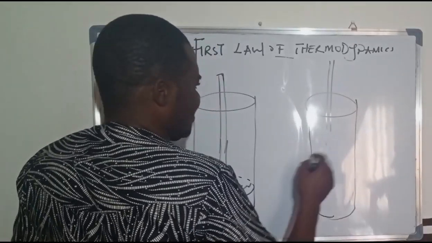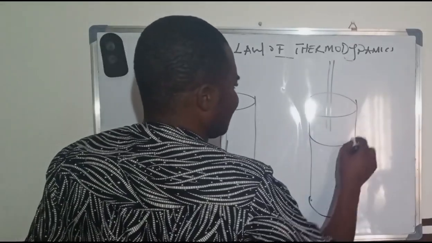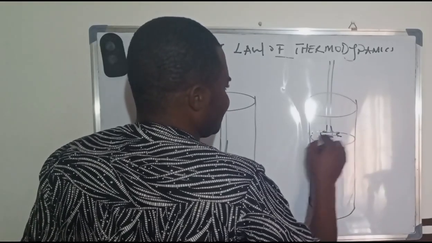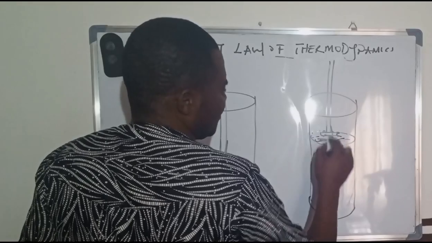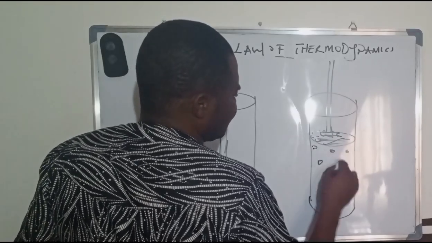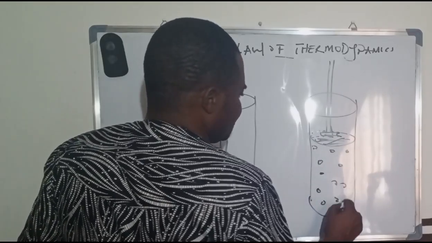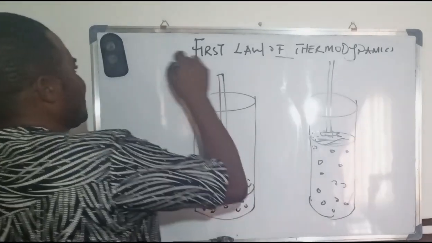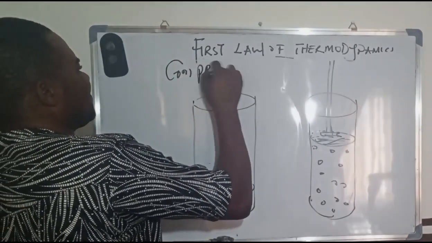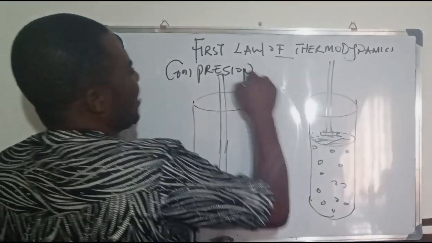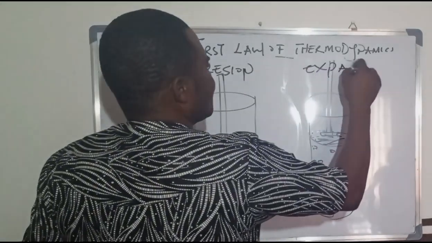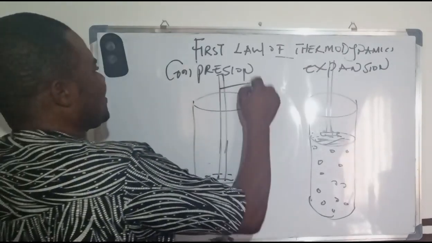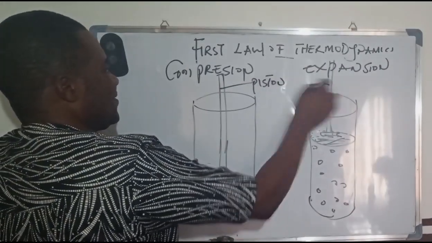Okay. And then here, we rather have here. And this is the piston. And now here we are having this. Do you notice that what we have here is compression? What we have here is compression, and what we have here is expansion. That's what we have. This is the piston.